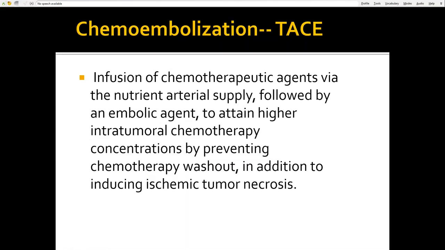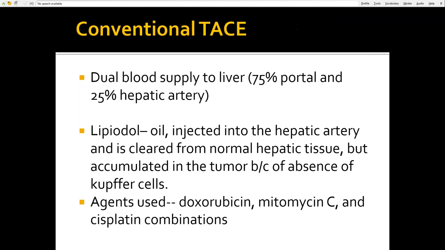Another modality is TACE, which is chemoembolization. Chemoembolization is where you inject chemotherapy itself, whatever agent you want to use, doxorubicin or mitomycin or whatever the case may be, and you inject it into the artery itself, and then you inject an embolic agent afterwards to prevent the chemotherapy from washing out. That helps to induce the ischemic effect in tumor necrosis. So again, that's utilized by some interventionalists.